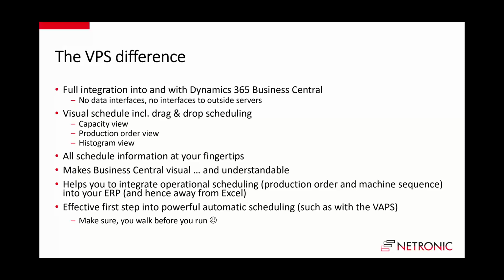And then you start planning and scheduling integrated into your ERP system. And if you do this visually with the VPS, then this actually can be an effective first step into powerful and automatic scheduling. And by the way, we also have another product that is called VAPS, the Visual Advanced Production Scheduler. This is the next level, the next step of product that comes with a lot more automation. The VPS is drag and drop scheduling. The VAPS comes with some automatism.